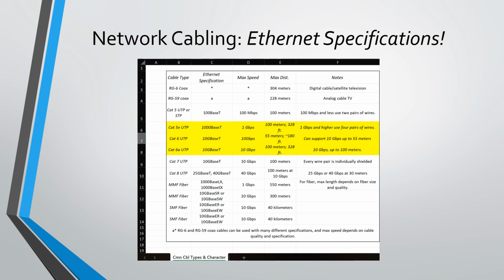Note that category 6 and category 6A both have maximum speeds of 10 gigabits per second. Note, however, that category 6 has a maximum distance of 55 meters, or about 180 feet, and category 6A has a maximum distance of 100 meters, or about 328 feet. Category 6 and category 6A are the two strongest contenders that you would want to consider when implementing a physical network.